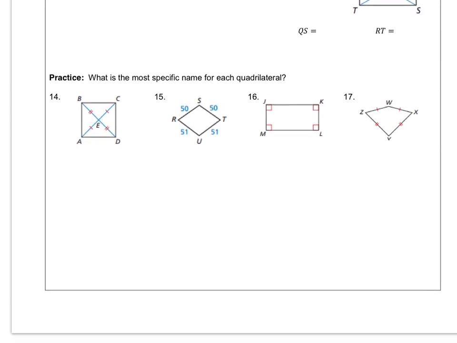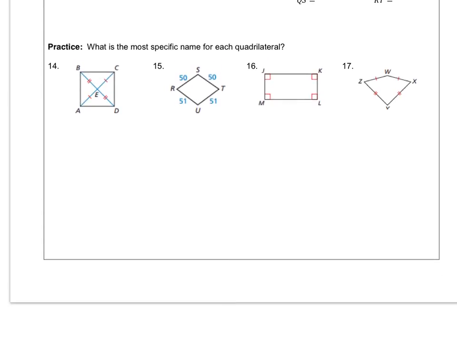Alright, so we have these last 4 problems here. What is the most specific name for each quadrilateral? Now I want to remind you, the only thing it takes for something to be a quadrilateral is that it has to have 4 sides. So all these objects that we've been talking about, parallelograms, squares, rectangles, and rhombuses, are quadrilaterals. It's just that each one of them is more than that. And a square, a rhombus, and a rectangle are all parallelograms. It's just that those 3 things are more than that.